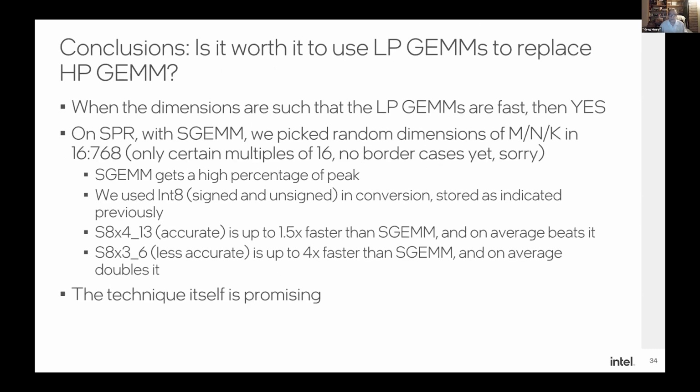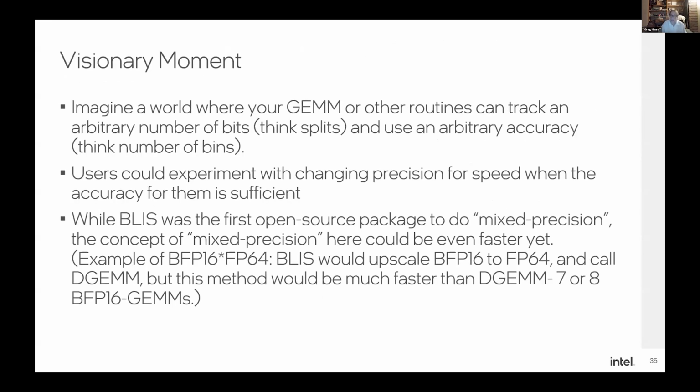So I'll skip past that and jump to my conclusions because we're coming to the end of the time. On SPR, we picked some random dimensions between 16 and 768. There are no border cases yet. It's just prototype code, sorry. SGEMM in these cases still gets a high percentage of peak, and we use int 8 either signed or unsigned in conversions. What we found is that we were faster than SGEMM, between 1.5x up to 4x faster, depending on how many splits, how many multiplies you want. And so that proves this technique is very promising. Again, you can beat SGEMM or DGEMM.